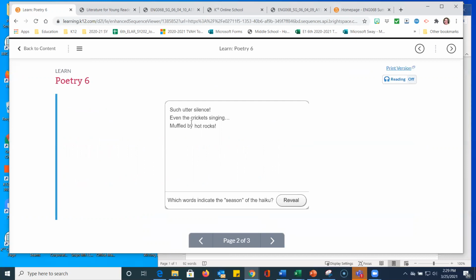Such utter silence, even the crickets singing, muffled by hot rocks. Which words indicate the season in this haiku? Do you think you remember?